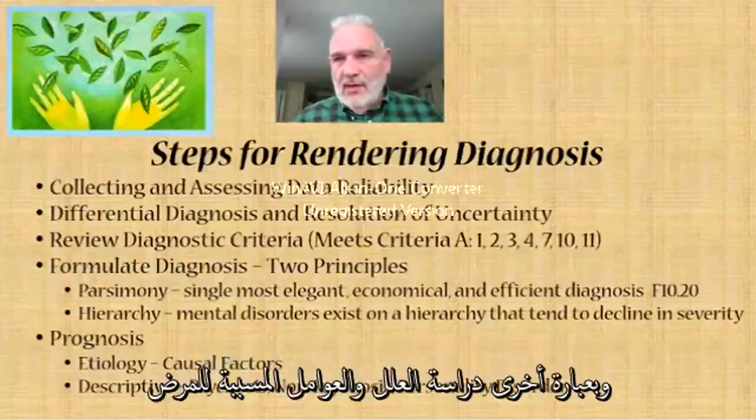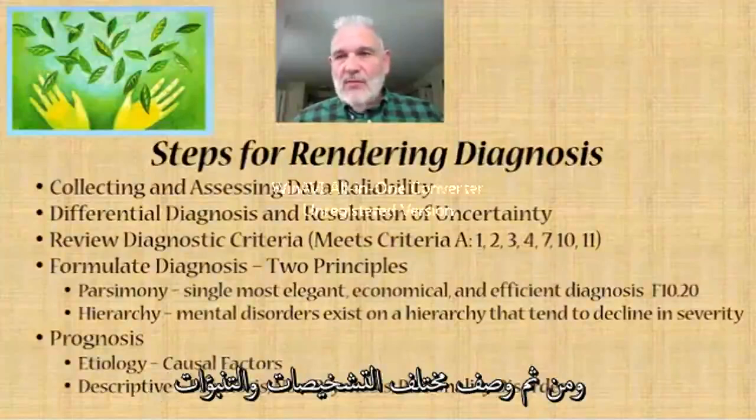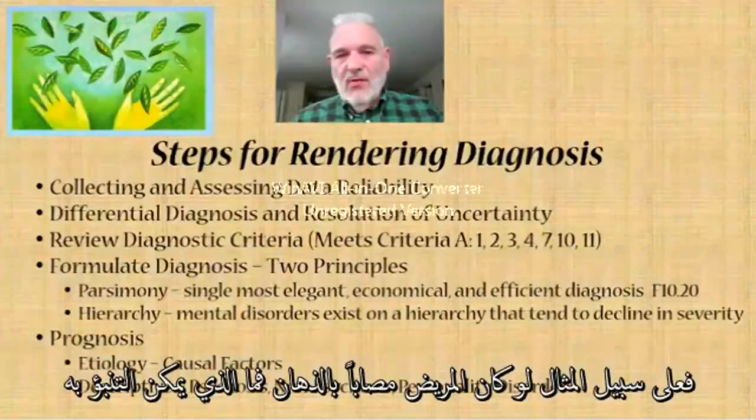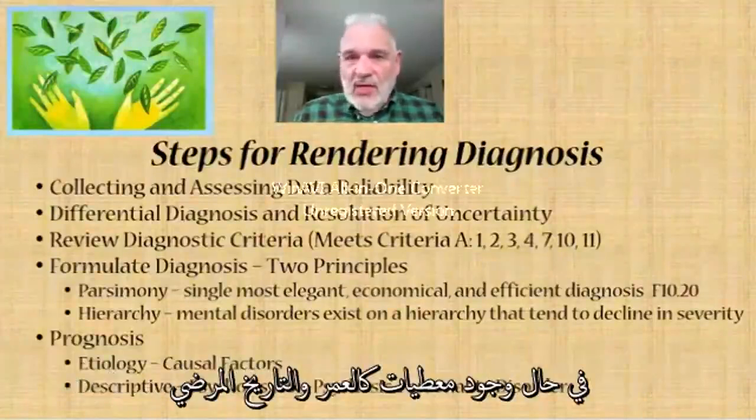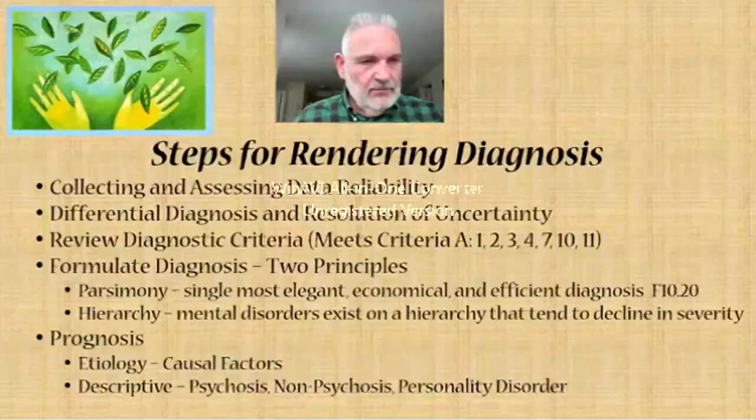In other words, what is the etiology, what are the causal factors? And then describing the various diagnoses and what the prognosis would be. For instance, if someone is psychotic, what is the prognosis for that person given their age and history around that? That would be an example.